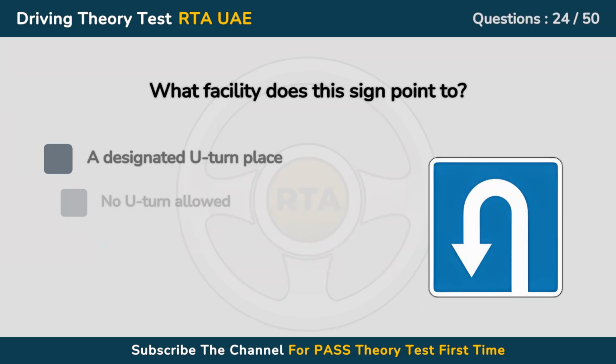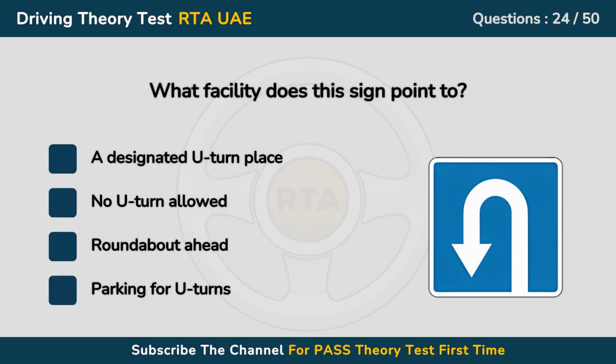Question 24. What facility does this sign point to? A. A U-turn place. B. No U-turn allowed. C. Roundabout ahead. D. Parking for U-turns.